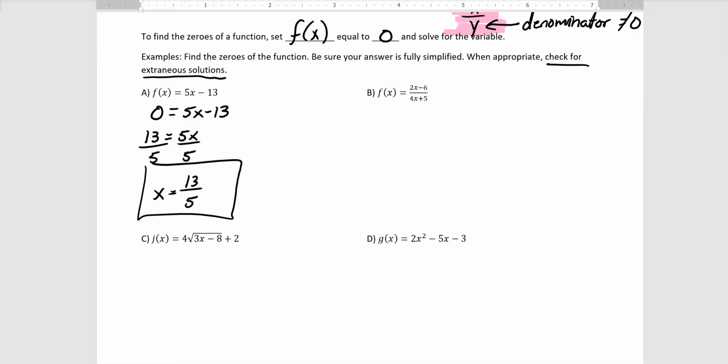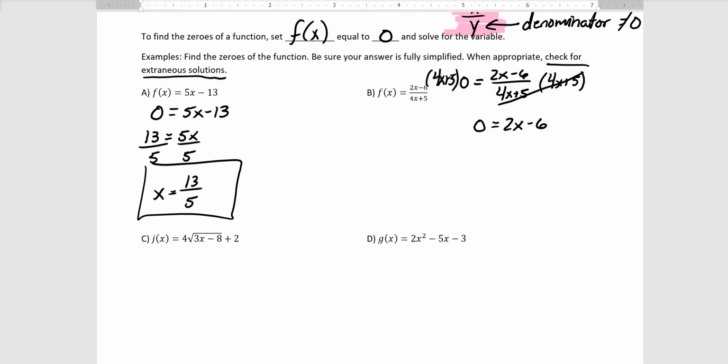However, on letter B, we will need to check for extraneous solutions because we're dealing with a fraction here, 2x minus 6 over 4x plus 5. So all I'll do is set f of x equal to 0, so 0 equals 2x minus 6 over 4x plus 5. To solve this, I'm going to multiply both sides by 4x plus 5. What is 0 times 4x plus 5? Well, 0 times anything is just 0. My right side will divide out and my left side stays 0. So I'll get 0 equals 2x minus 6.